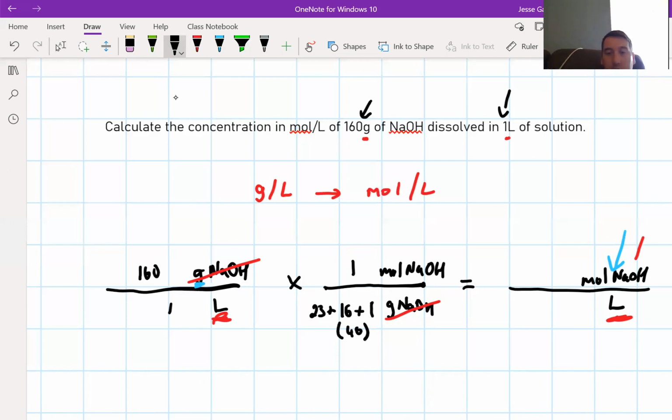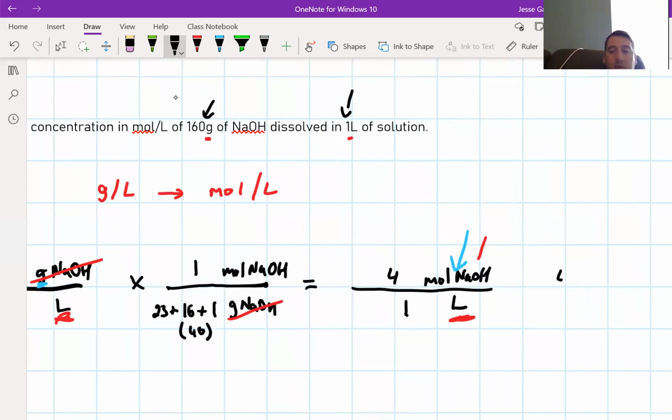And the answer that I'm getting is 4 moles for every 1 liter. Again, we can rewrite this as 4 moles per liter or 4 molar NaOH. So it's 4 molar NaOH.